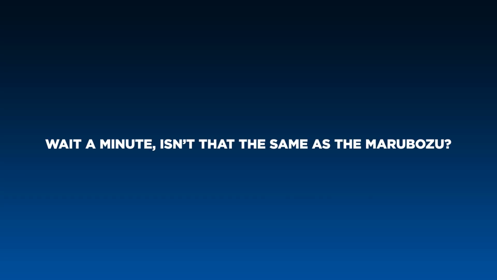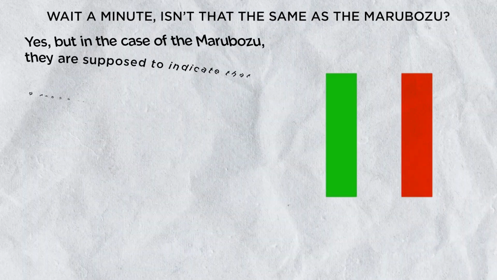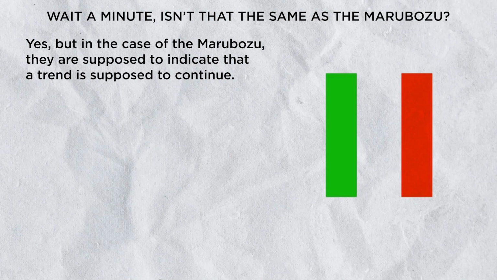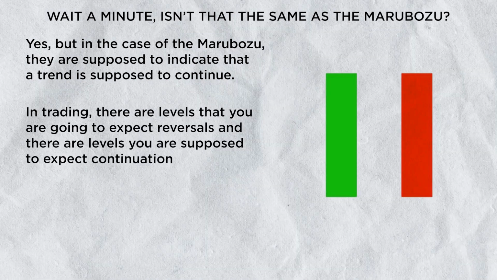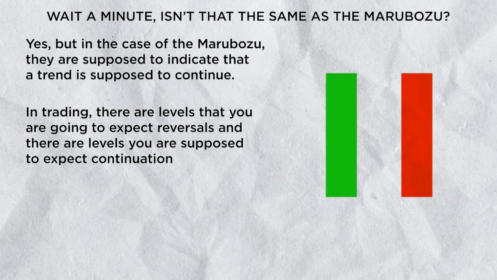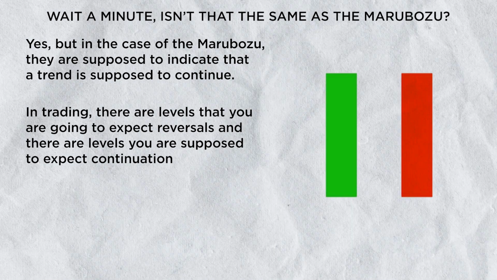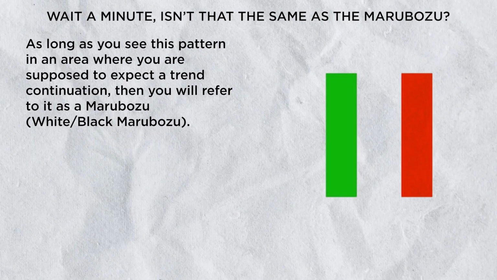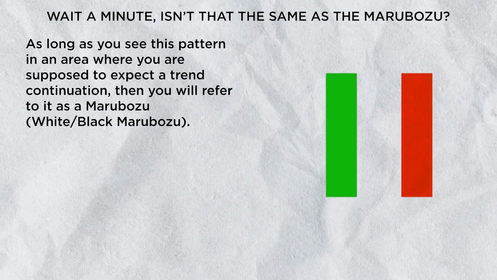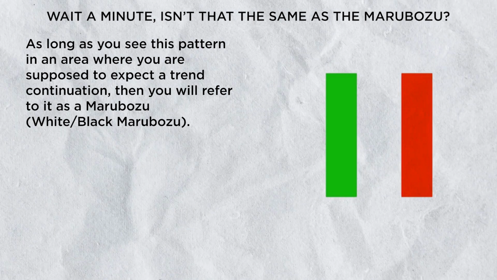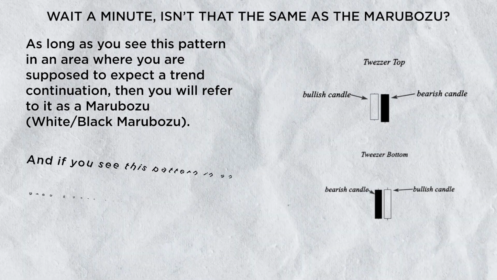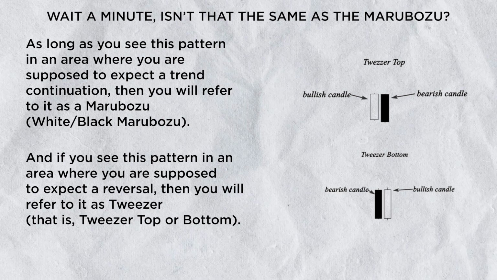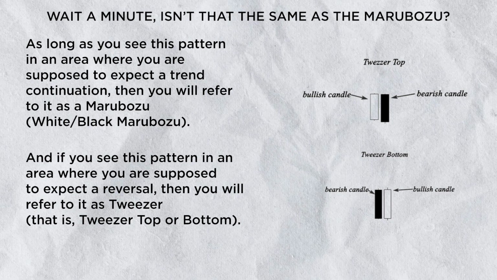Wait a minute, isn't that the same as the Marubozu? Yes, but in the case of the Marubozu, they are supposed to indicate that a trend is supposed to continue. In trading, there are levels where you are going to expect reversals, and there are levels where you are supposed to expect continuation. As long as you see this pattern in an area where you are supposed to expect a trend continuation, then you will refer to it as a Marubozu, white or black Marubozu. And if you see this pattern in an area where you are supposed to expect a reversal, then you will refer to it as tweezer, that is, tweezer top or bottom.